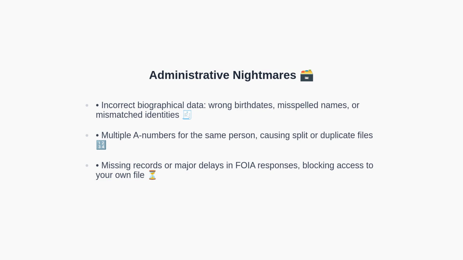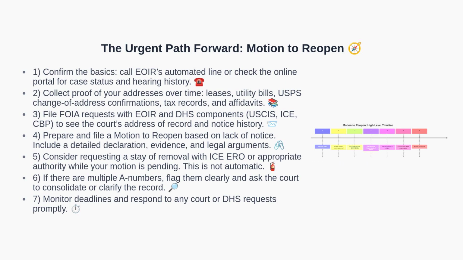Compounding the problem are administrative errors. You might see incorrect biographical information, such as wrong birthdates or misspellings. You may also encounter multiple A numbers associated with the same person, leading to confusion about which file is active. Additionally, missing records or long delays in FOIA responses make it difficult to verify your file history and understand what happened.